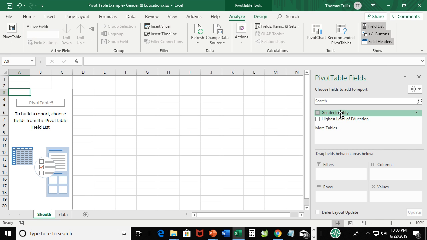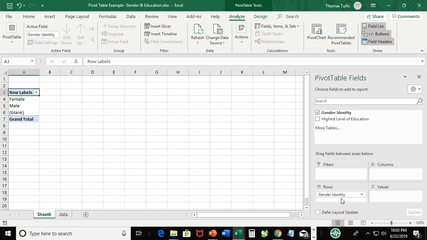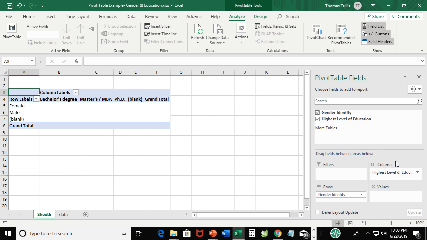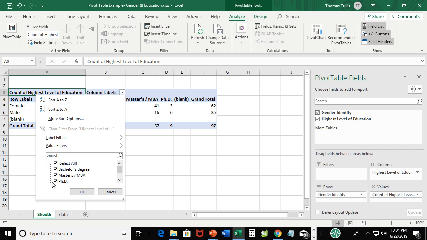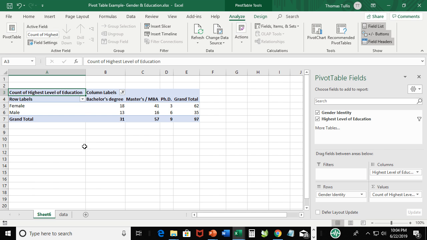And I'm going to start populating it by dragging gender identity down to rows and highest level of education to columns. And then I also need to actually populate the data. So I'll drag highest level of education into sum of values. Don't need these blanks, so let me get rid of those. Okay, and there's our data.